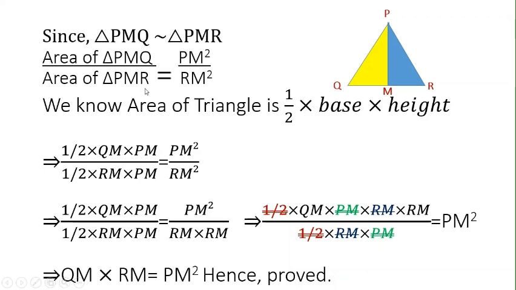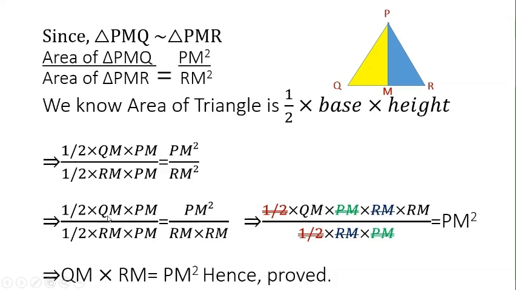In the same way, for area of PMR we are taking base as RM and height as PM again. And corresponding sides PM square by RM square remain the same. Now we are simplifying further. Here PM and PM get cancelled. We have taken this square to this side. RM square can be written as RM into RM. This is done only for simplification, to cut the similar terms and to get things easier.